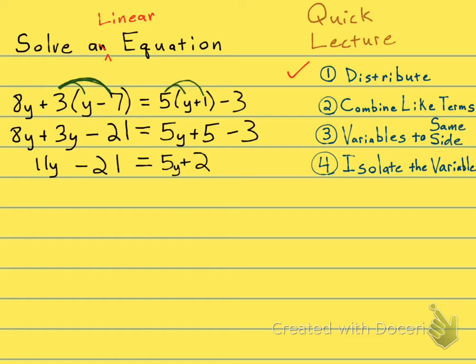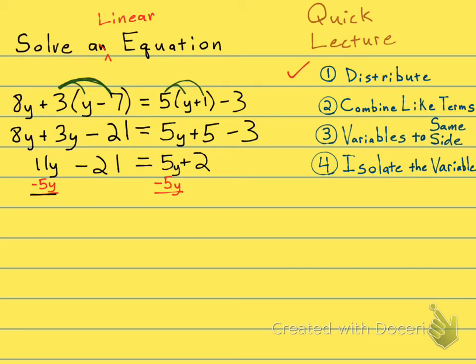So in this case, I'm going to move the 5y. If I don't want any more y's on the right-hand side, I will subtract 5y. But I can't subtract 5y from the right unless I also subtract 5y from the left. Okay, that's how we balance an equation. Do the same thing to both sides. Now, let's see what happens.